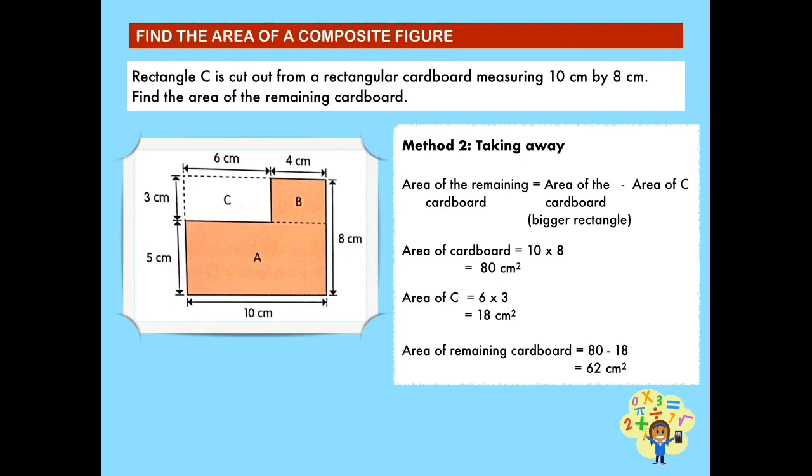Now, we can find the area of the remaining cardboard by subtracting the area of rectangle C, which is 18 square centimeters, from the area of the cardboard, or the bigger rectangle, which is 80. Hence, 80 minus 18 is equal to 62 square centimeters. The area of the remaining cardboard is 62 square centimeters.